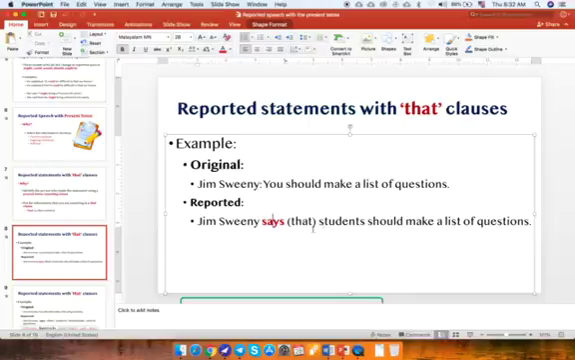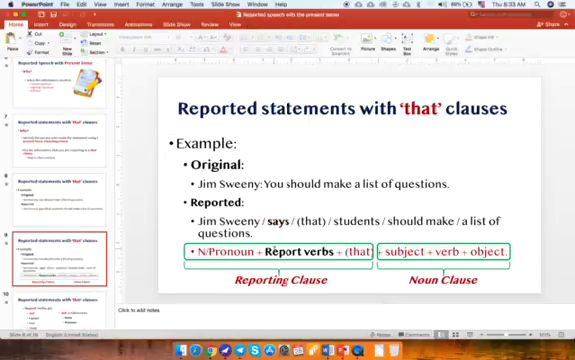And we have to replace the pronoun "you" here, because this person, S.Vireak, is talking to the student. So we have to replace the subject "you" with "the student", because you are reporting the speech from S.Vireak. So the student should make a list of questions. This is how we could make the reporting speech.